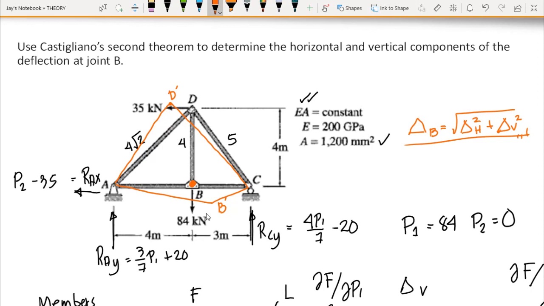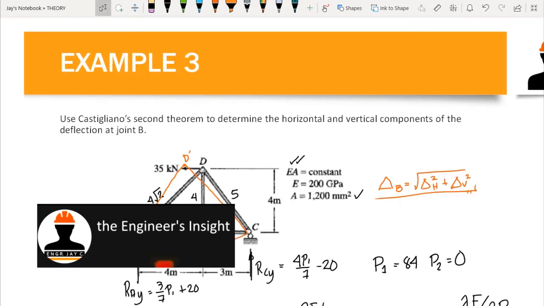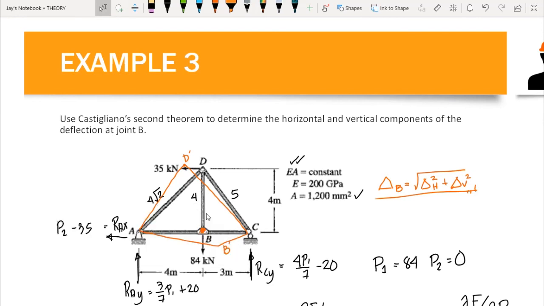So this would be the formula to compute for the total deformation or deflection. But in case that we are looking for the horizontal and vertical components, you just basically compute the horizontal and vertical deflections of joint B. Okay, and that ends our example number 3. We have computed deformations by using Castigliano's theorem.